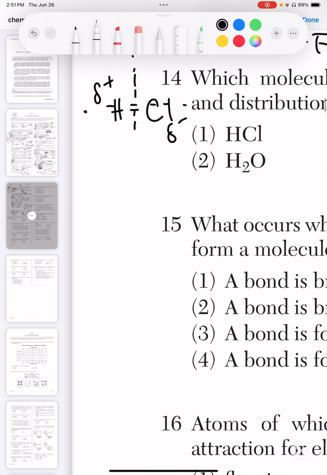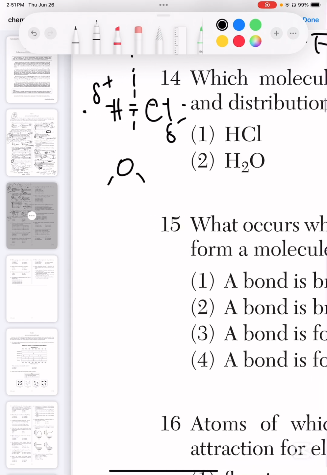And then the H2O Lewis dot structure is like this. H's again are partially positive, and then O is partially negative. So if you draw a line of symmetry, you can tell that it's asymmetrical.